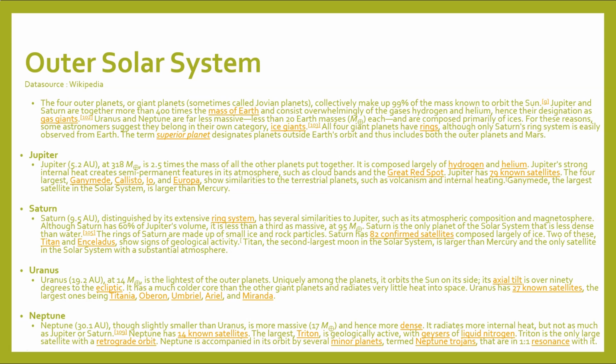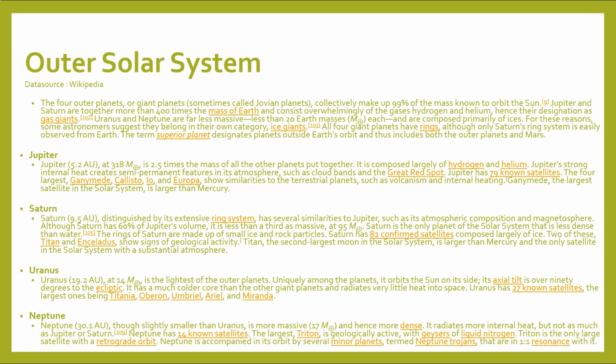Uranus has 27 known satellites, the largest ones being Titania, Oberon, Umbriel, Ariel, and Miranda. Neptune, at 30.1 AU, though slightly smaller than Uranus, is more massive, 17 times the mass of Earth, and hence more dense.